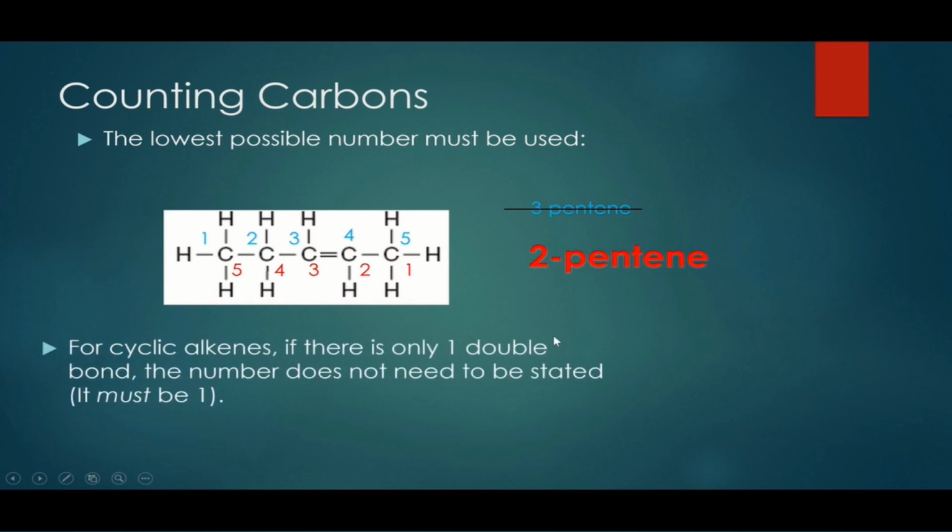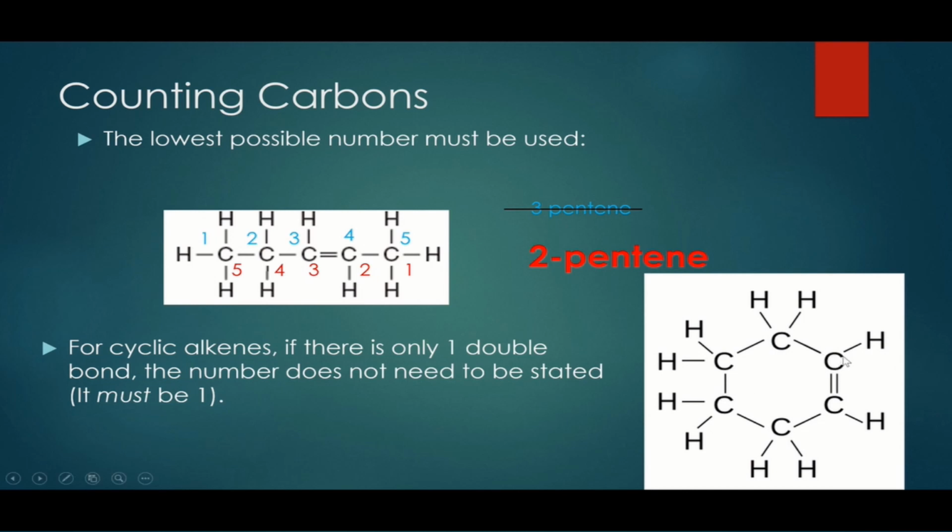When you're working with a cyclic alkene, if there's only 1 double bond, you don't have to number it. But it would mean that your numbering system starts on that first double bond. So for example, we would start with a 1 here, and that would be your 2nd carbon there. 1, 2, that double bond dictates where we start counting for our structure. 6 total carbons. There's a double bond, so we put ene. It's in a circle, so we call it cyclo.